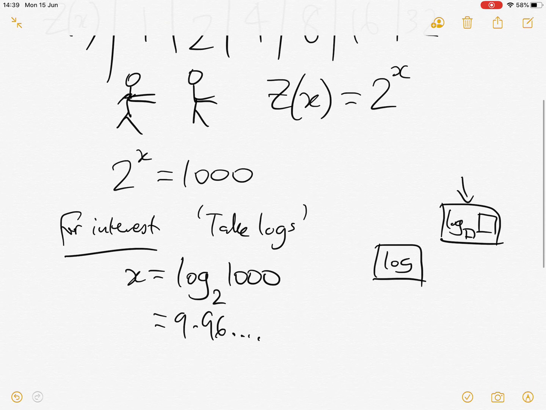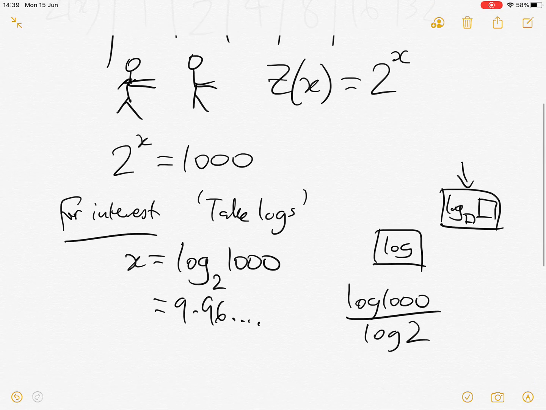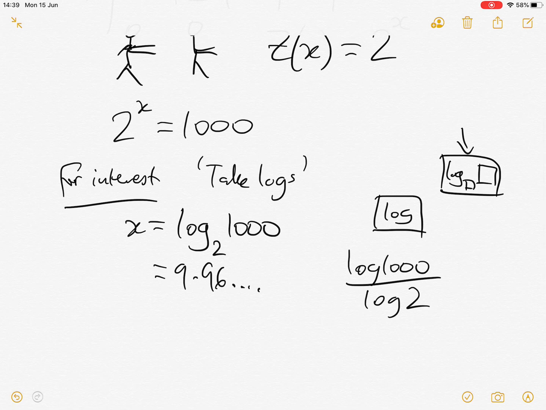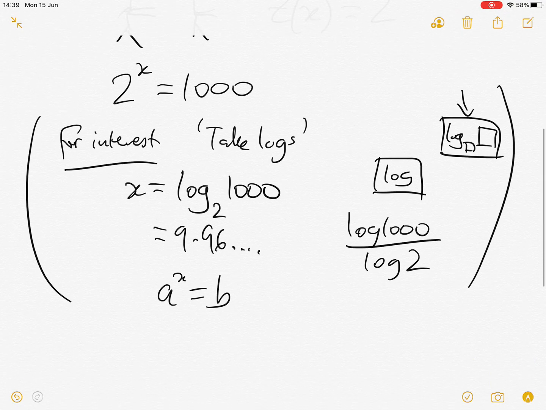A different way, using the other button, if you enter log 1,000 over log 2, that should give you the same answer. Again, if you do that, you'll get 9.96578 something. So we don't have to know this, but it's just, if you're interested in how to solve equations of the form a to the x equals b, the solution is given by log base a of b.